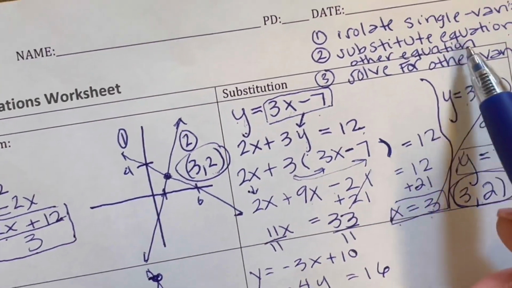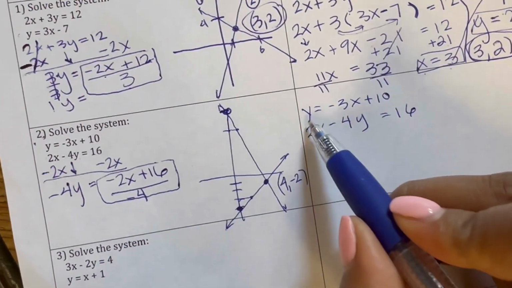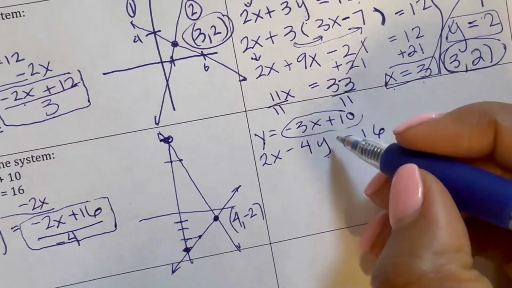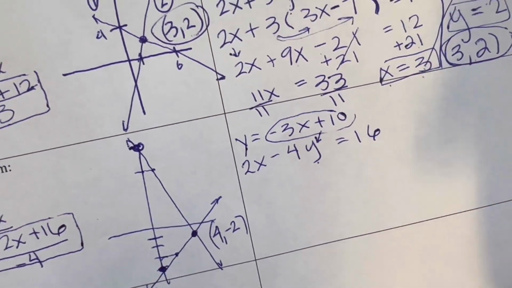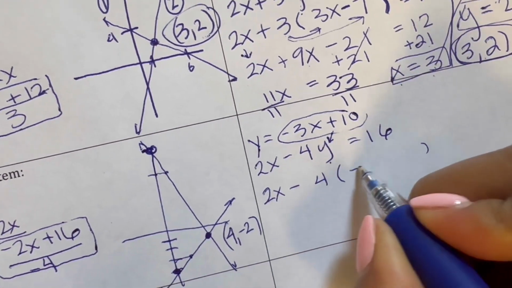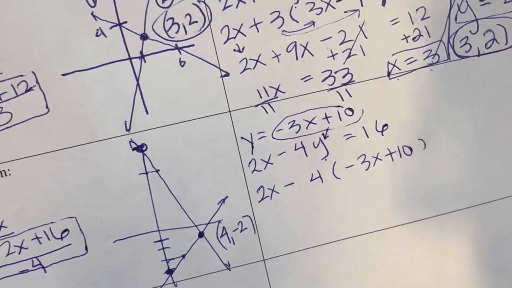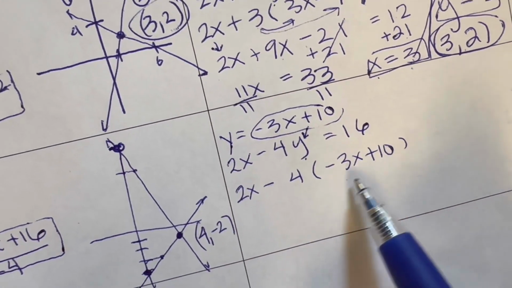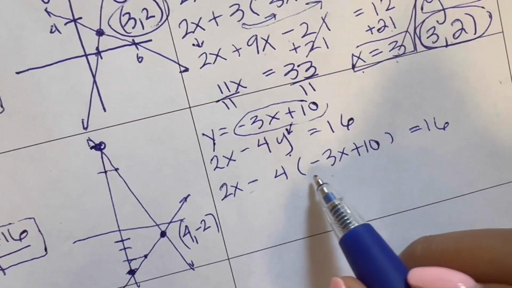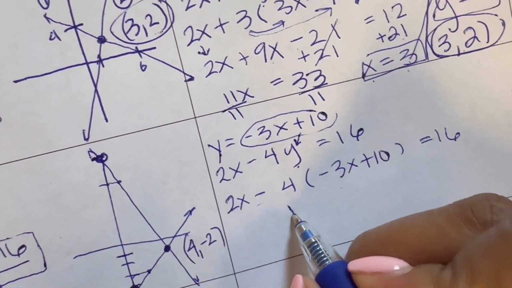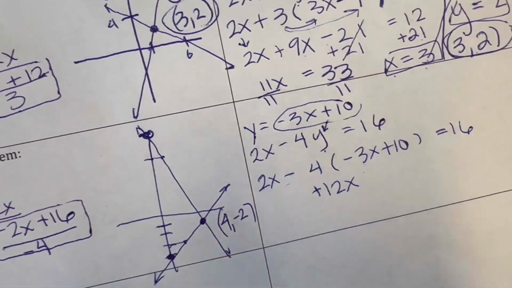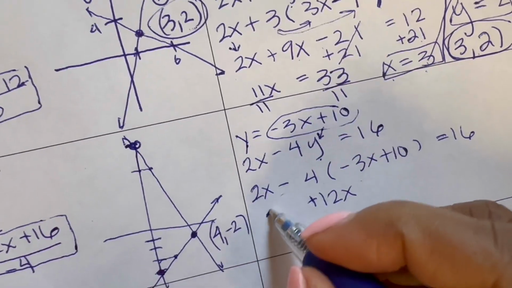Substitute equation into other equation. Y. Take this whole thing, -3x plus 10, and make sure you put your arrow that we're going to plug it in there to that y. Do your parentheses, -3x plus 10, instead of the y. You put this, equals 16. -4 times -3x is a positive 12x. Bring down the 2x.